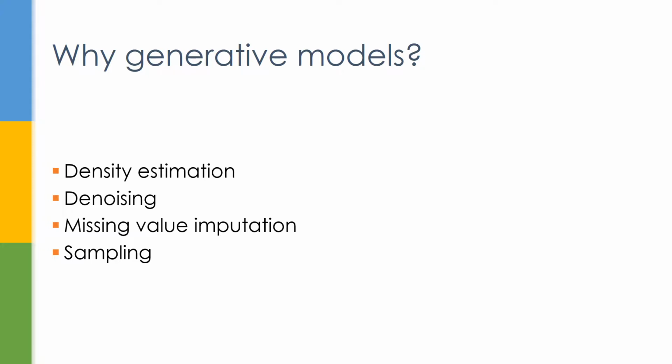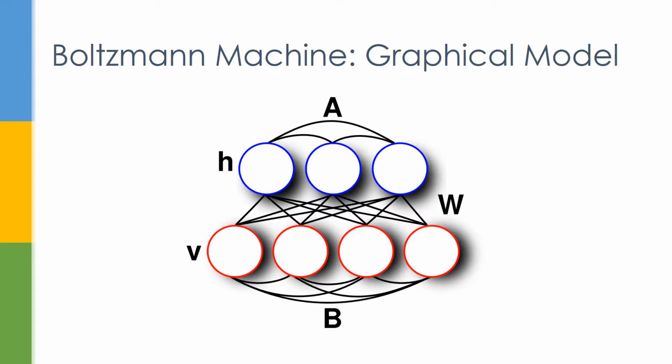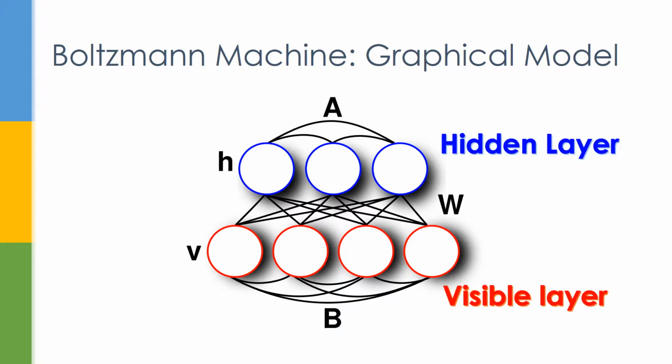So now that we have looked at the applications of generative models, let us look at the graphical modeling of some of these generative models and the training and sampling methods used. We will begin with a basic model, that of a Boltzmann machine. This shows the graphical model of a Boltzmann machine. It has two layers, a visible layer and a hidden layer. In a Boltzmann machine, all interlayer and intralayer connections are permitted. All edges are undirected.